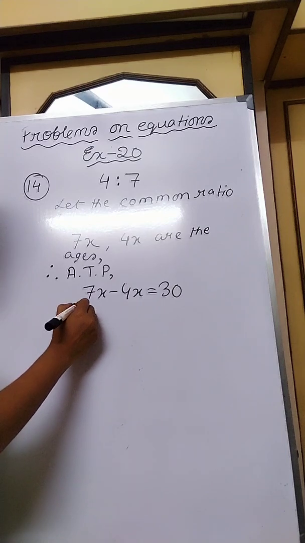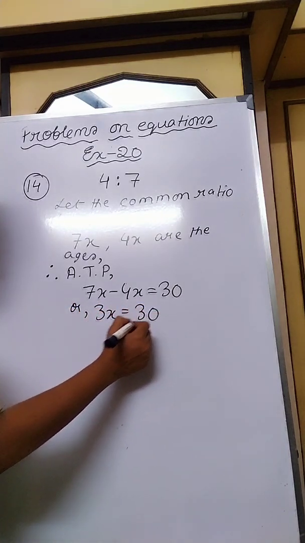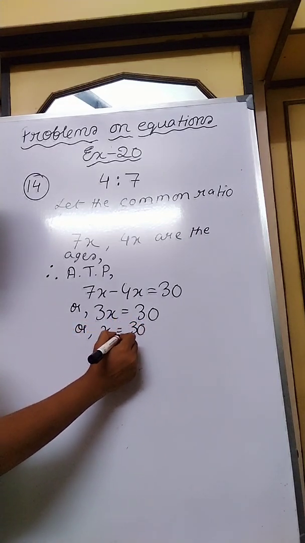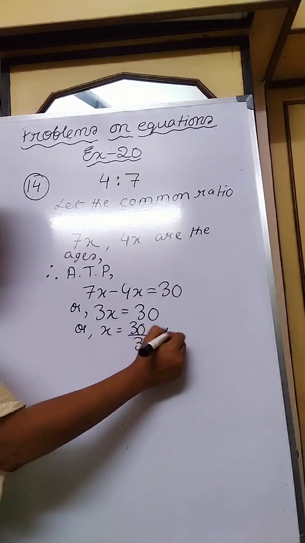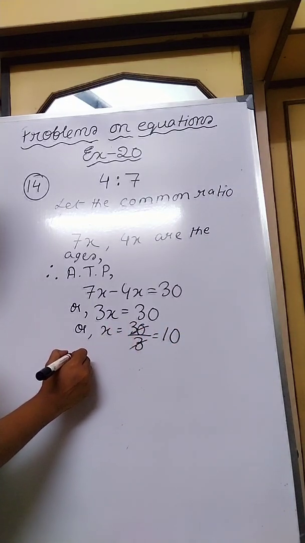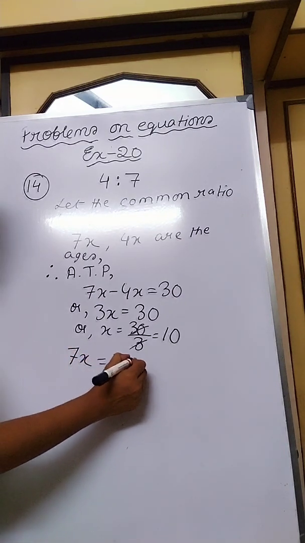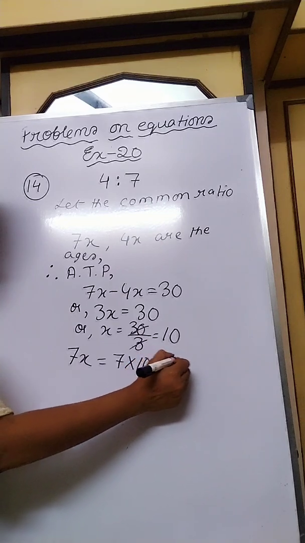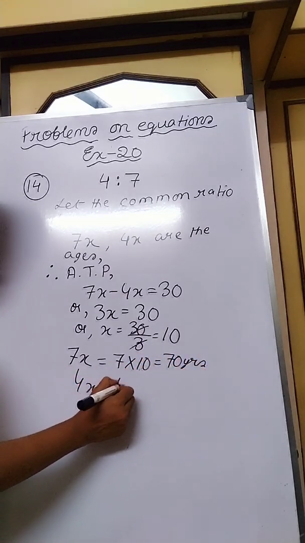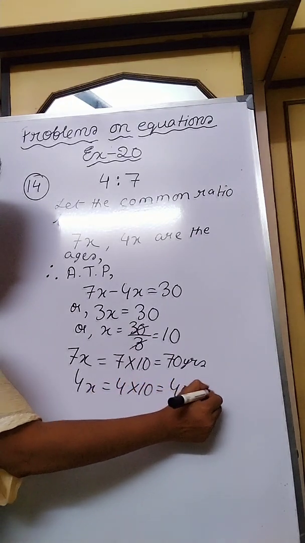So 3x equals 30, or x equals 30 by 3, that is 10. So 7x is equal to 7 into 10, that is 70 years, and 4x equals 4 into 10, that is 40 years.